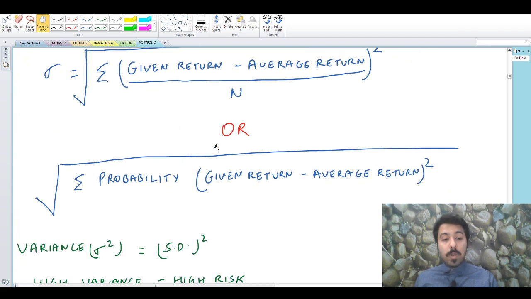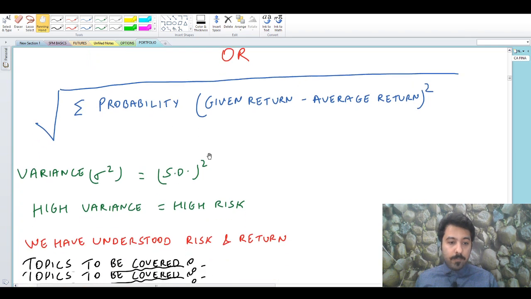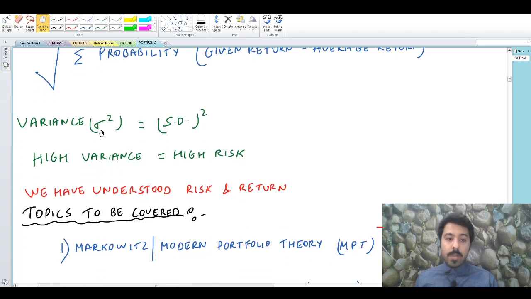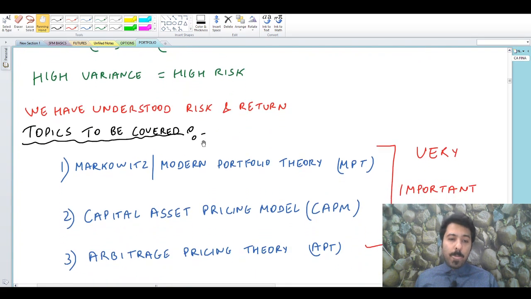And in case of future data, what we will do is take given return minus average return, the entire thing squared, multiplied by the respective probability, and sum total. See, we had summation px. Now we have summation p into (x minus x bar) squared. Okay, and under root, obviously, since this is variance and we are calculating standard deviation. Variance is denoted as sigma square, equal to standard deviation squared, and high variance means high risk, obviously.